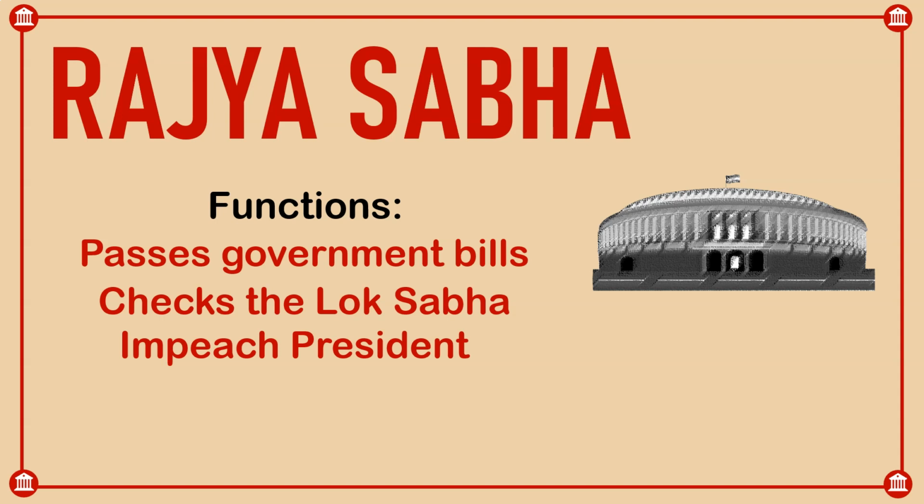And also, the Rajya Sabha is constitutionally empowered to impeach the president in case of any constitutional violations. It can also remove powerful people from their positions, including the Chief Election Commissioner, Comptroller and Auditor General, etc. So the Rajya Sabha has extremely high powers. The chairman of the Rajya Sabha is the Vice President.